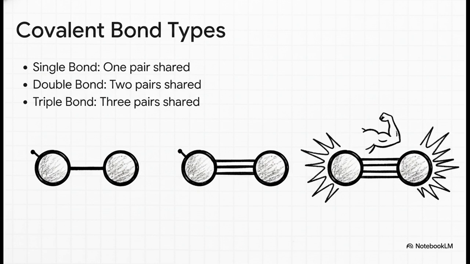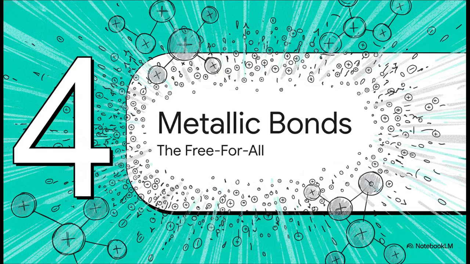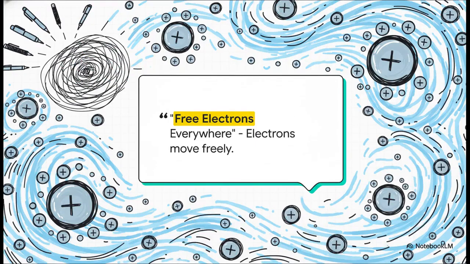Now, as a general rule, covalent bonds typically result in compounds with lower melting points that generally don't conduct electricity. Which brings us to Section 4, metallic, the free-for-all. So metallic bonds happen exclusively between metal atoms.